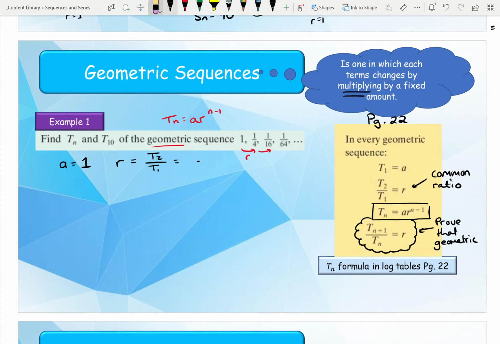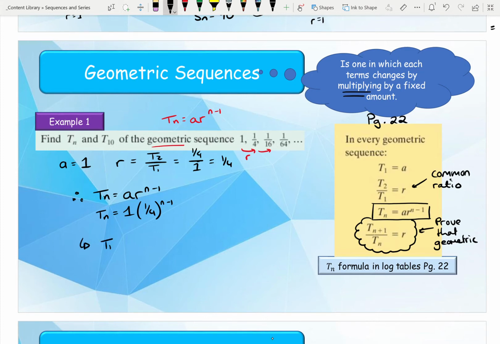over 4 over 1, which I can see is just 1 over 4. So my common ratio now is 1 over 4, or a quarter. So now I can say, therefore, Tn is equal to a r to the power of n minus 1, which means I have 1 in brackets, 1 over 4 to the power of n minus 1. And those brackets are important here because only the 1 over 4 is to the power of n minus 1. Our term for a is not to the power.